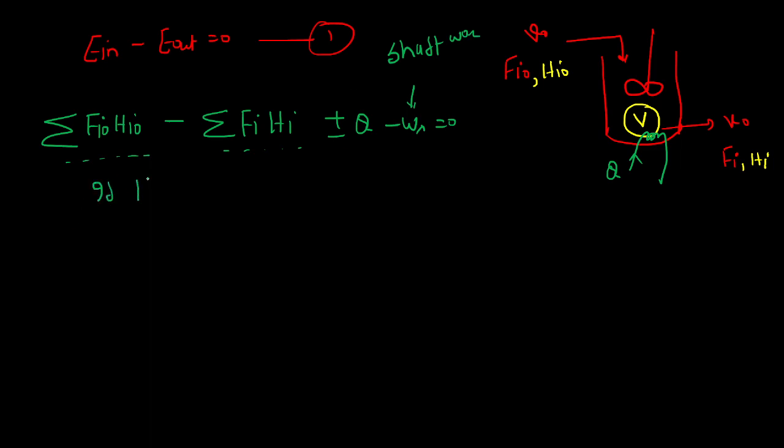If heat is added, that is equals to plus Q. If heat is extracted, then it will be minus Q, right? So this is the basic thing of the continuous stirred tank reactor.